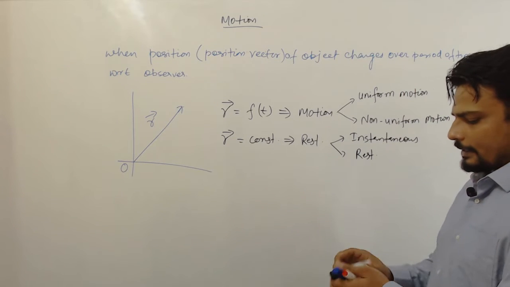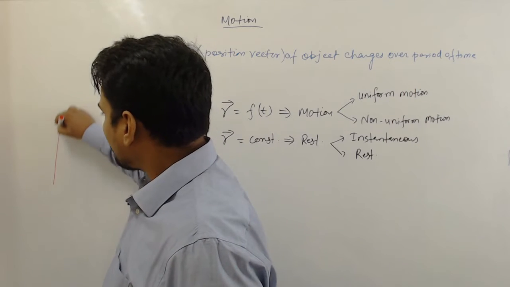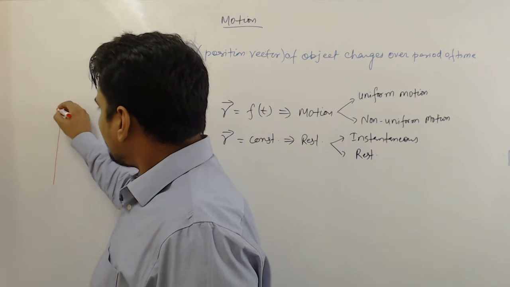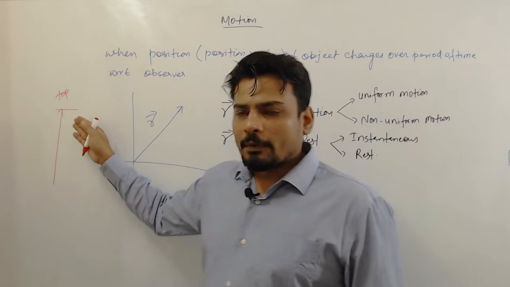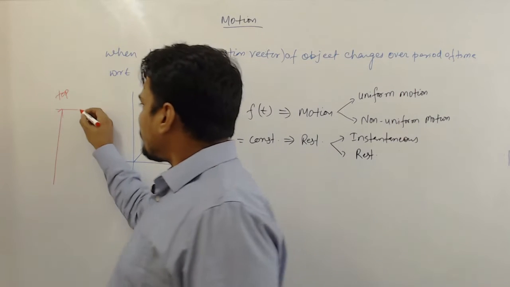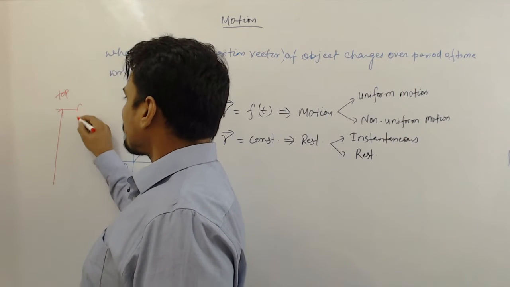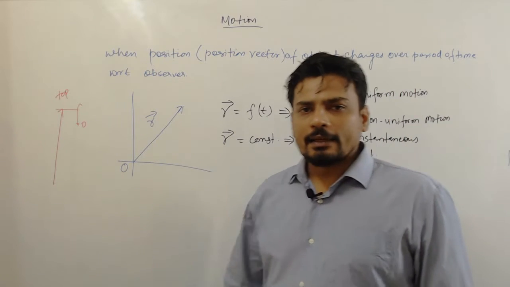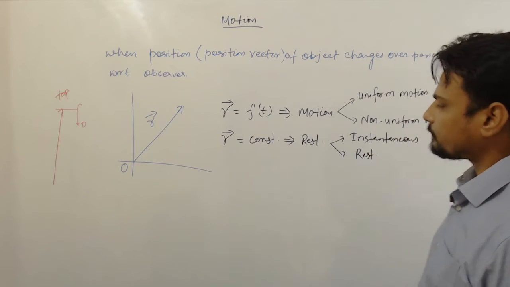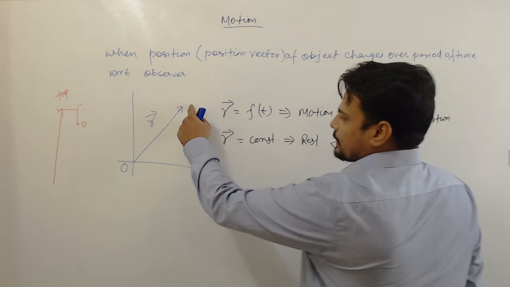Instantaneous rest ka example, if you want to see: when you throw a body upward, ऊपर फेंकते हो आप, at the top position or the maximum position, before it starts coming down, it comes to a momentary rest, or you can say instantaneous rest. इस point पे before it starts coming down, at this point the body is at instantaneous or momentary rest. इतना बात clear है?